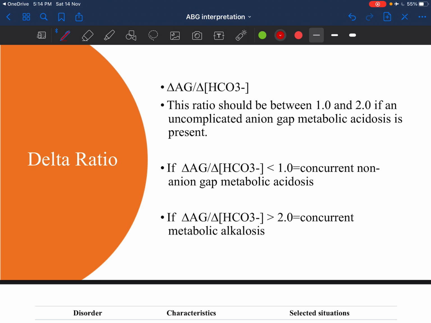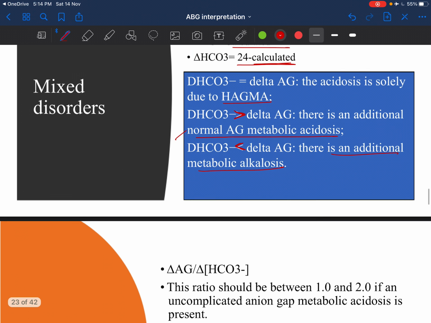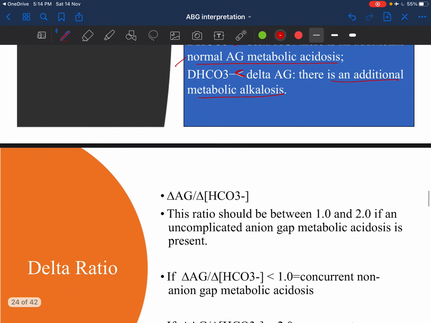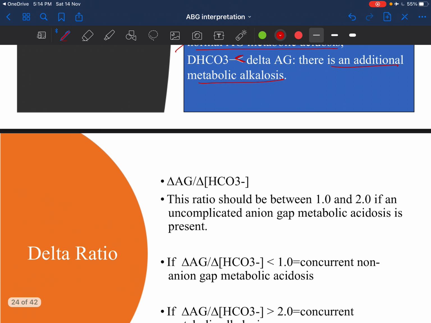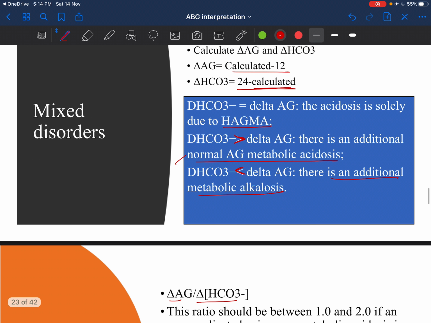So, now you can do either this, or you can also do a delta ratio. Delta ratio is delta anion gap by delta bicarbonate. See, if you are someone like me who is very poor in divisions especially, then you can use this. This is more easier.